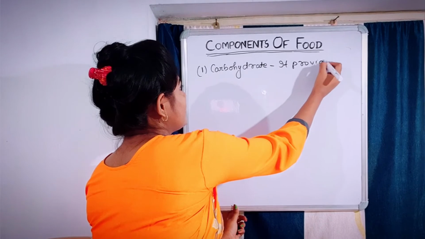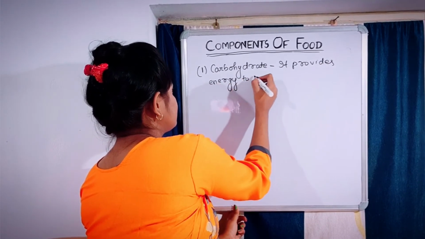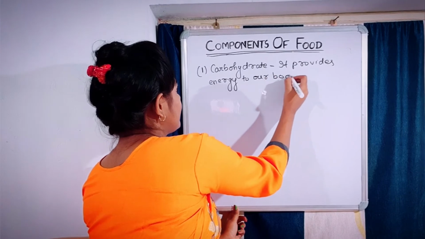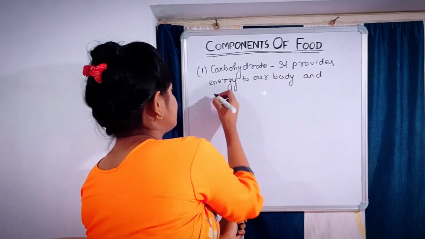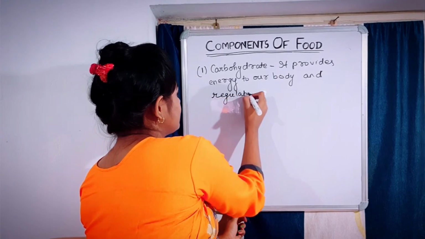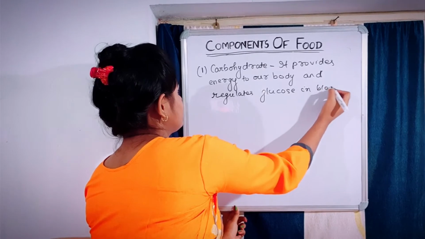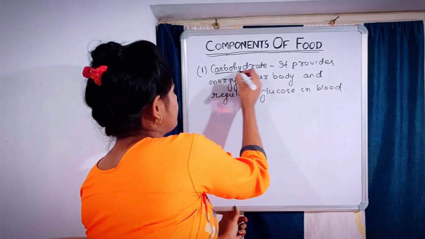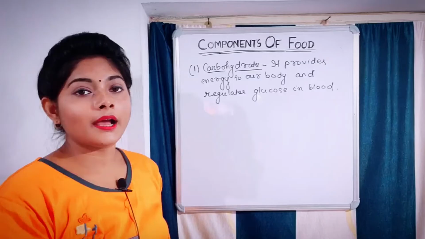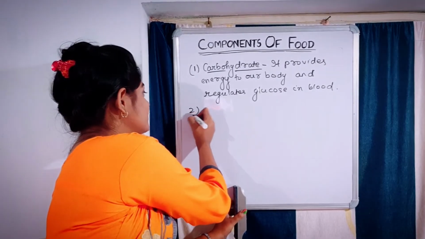Its function: it provides energy to our body and regulates glucose in blood. And the second nutrient is protein.